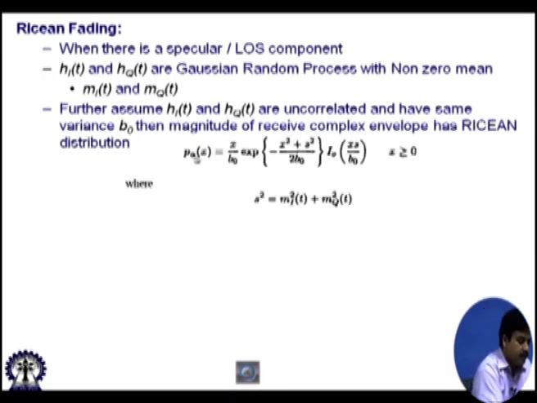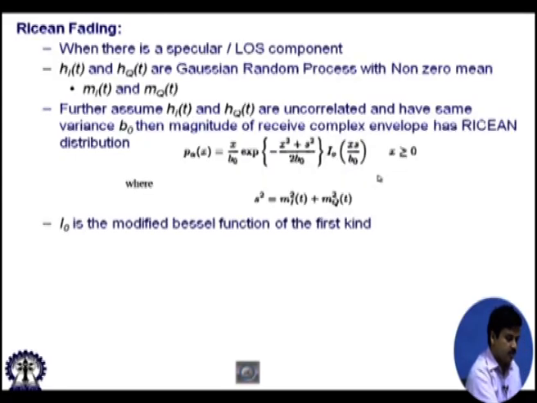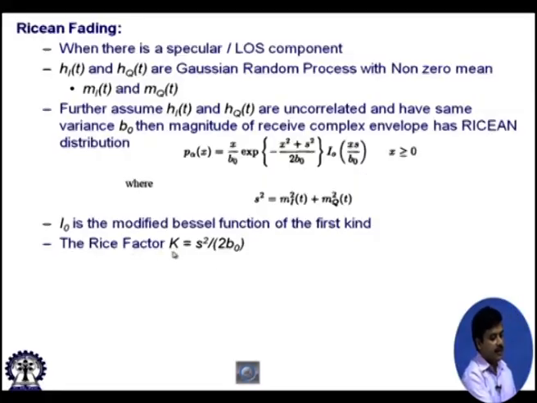In such a case, p of alpha defined earlier is given as x by B0, where B0 has also been defined, times e to the power of minus (x squared plus s squared) divided by 2 B0, times I0 of xs by B0, for x greater than 0, where s squared is the sum of the squares of the mean of the I component and that of the Q component, and I0 which is present in this expression is the modified Bessel function of the first kind. In this expression, the Rice factor K is defined as s squared by 2 B0. So, this is the s squared corresponding to the Rice factor, and 2 B0 is the denominator term.